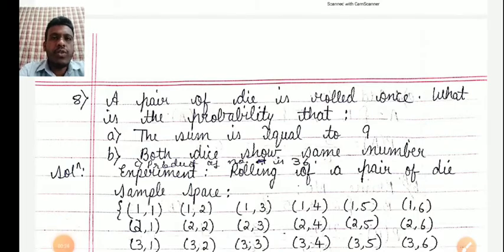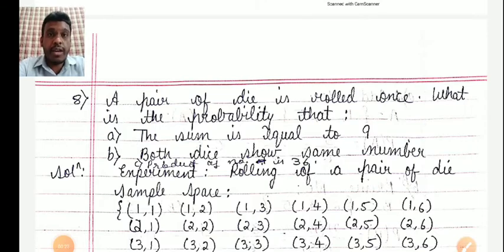So we have solved the first 7 problems so far in our video classes. Today we shall take problem number 8. Problem number 8 also deals with dice, but the trick is that here we have a pair of dice, that is 2 dice. So let us see the problem.